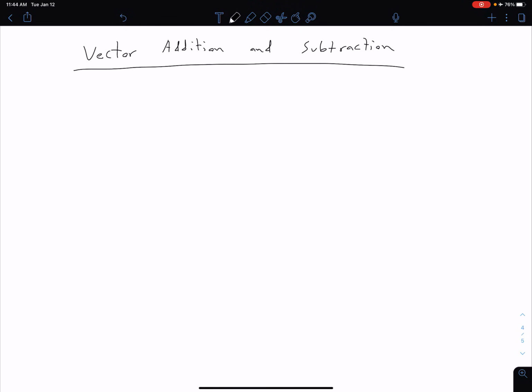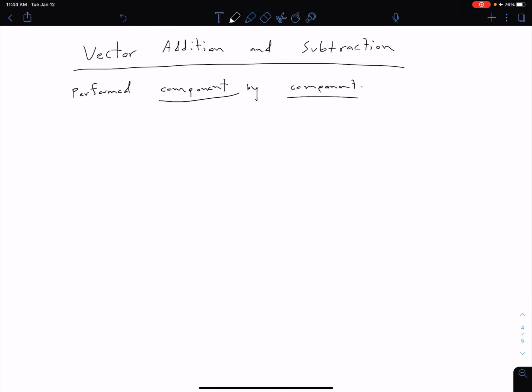So let's now talk about vector addition and subtraction. The key thing with vector addition and subtraction is that we're going to be performing it component by component. What that means is, if we're talking about Cartesian coordinates, we're going to look at our x component for each vector, then our y component for each vector, and we're going to consider it one component at a time.